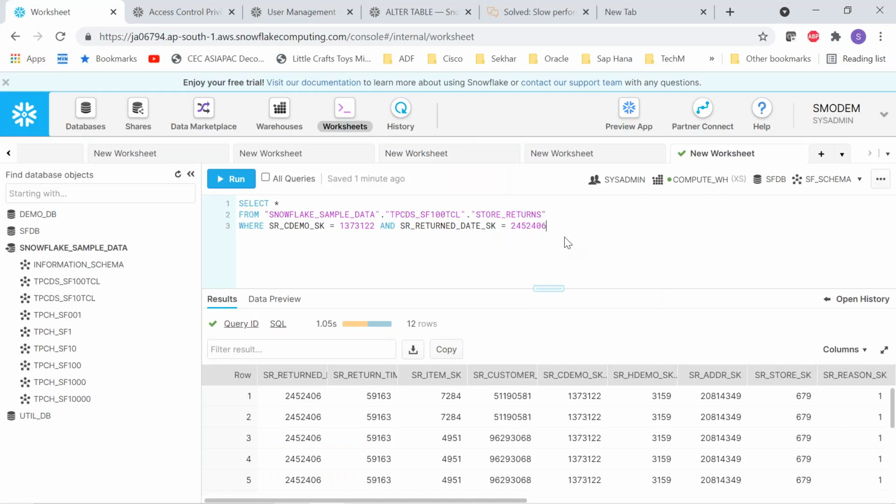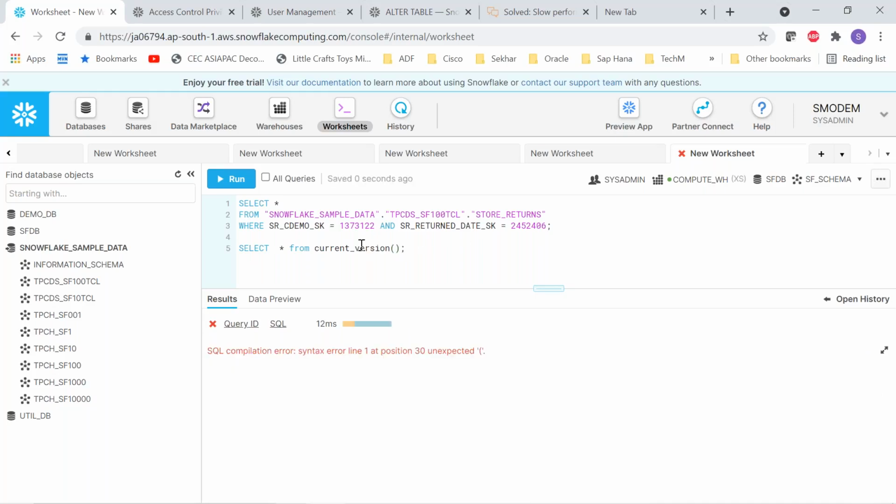So it automatically updates, right? You don't need to worry about it. The Snowflake version, select star from current. It's not current version.